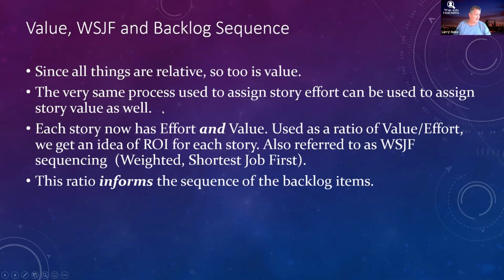I'm just looking through the bullet points to make sure I didn't miss anything. We use this for value as well as effort. And now we have effort and value, and that ratio gives us a basic, real quick way to get an idea of return on our investment, and we want to sequence as much as possible with the highest value to effort ratio. This is called weighted shortest job first sequencing. Now I have this last bullet point, which is really important. The ratio of value to effort will inform the sequence of the backlog. It will not dictate the sequence of the backlog.